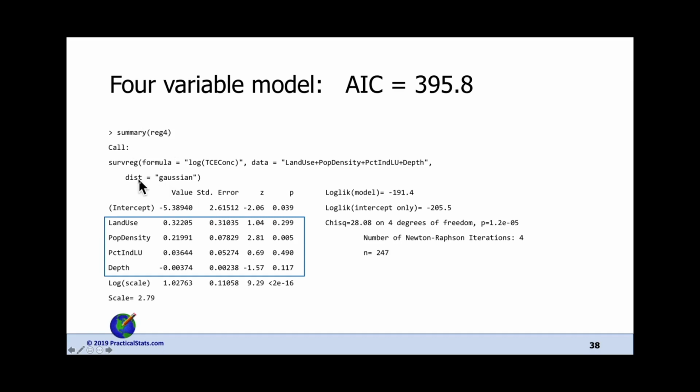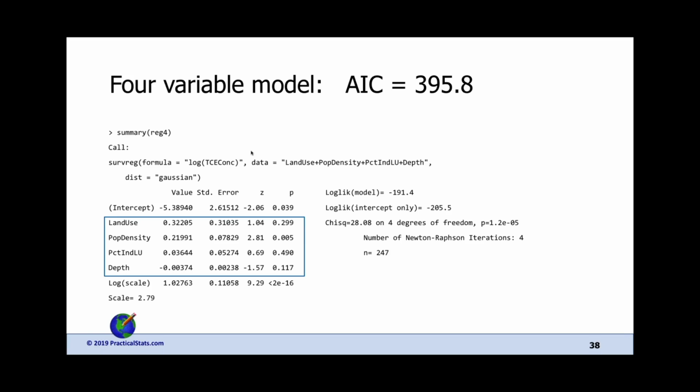A multiple regression model gives you back p-values for land use, population density, percent industrial land use, and depth. Also, importantly, it gives you back some of these MLE statistics and an AIC, although I don't see it right here. It did come out on the output, but I must have chopped it off to fit all of this on this slide. So the AIC is a measure of error, really a lack of quality, of a regression equation. You want to keep that small, and it's 395.8.